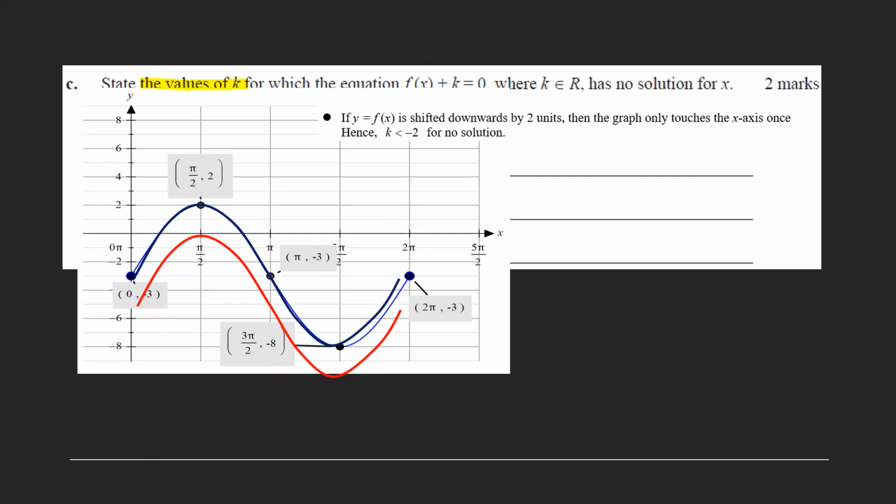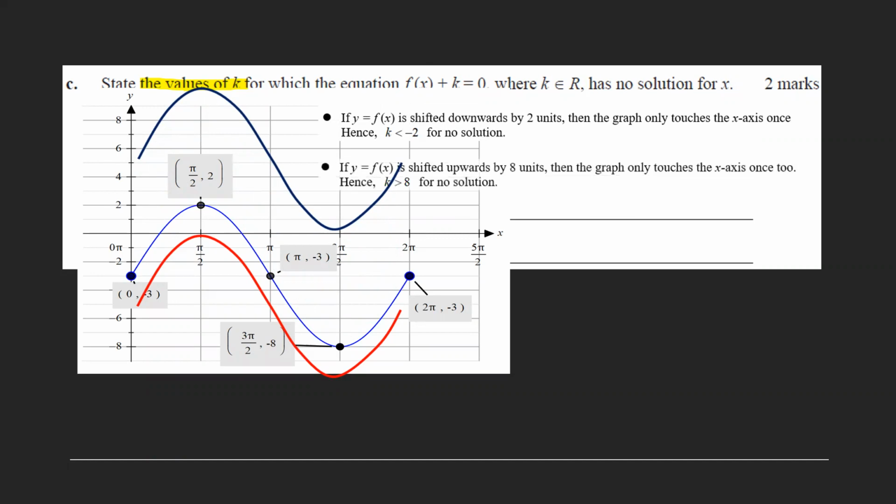On the other hand, in the other direction, if you translate the whole graph by 8 units upwards, you will get k greater than 8, because your target, again, is for the graph to not touch the x-axis, okay? So it must be higher or lower.